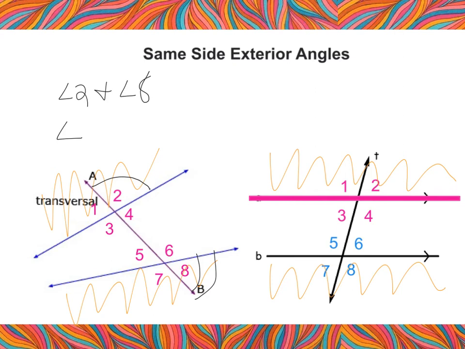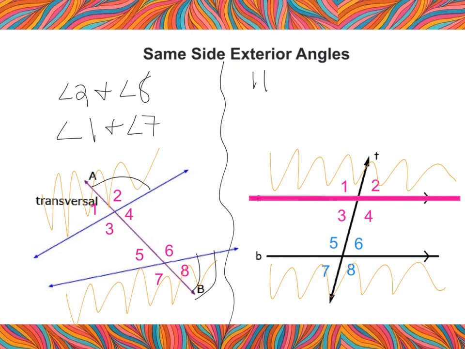Also, angles 1 and 7. So these are all same-side exterior angles on both diagrams. Just like same-side interior, they have a special relationship. So try to follow this logic here. Let's look at angles 2 and 8. The special relationship only exists when we have parallel lines cut by this transversal.